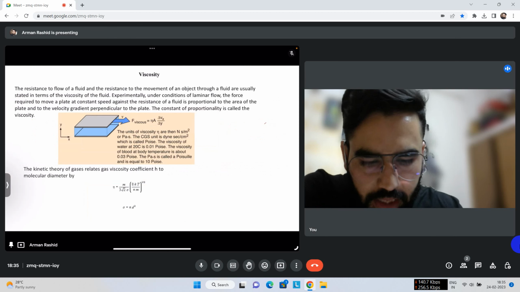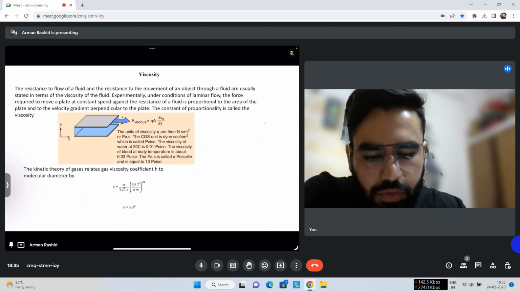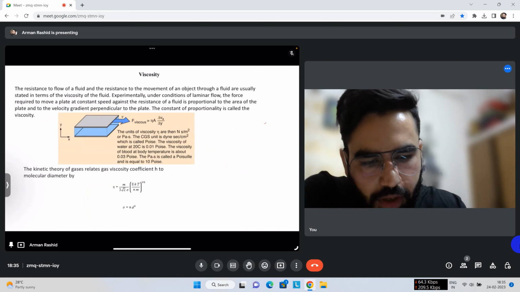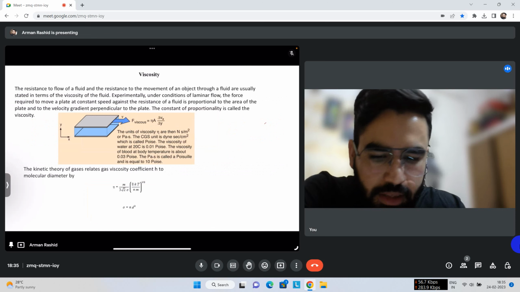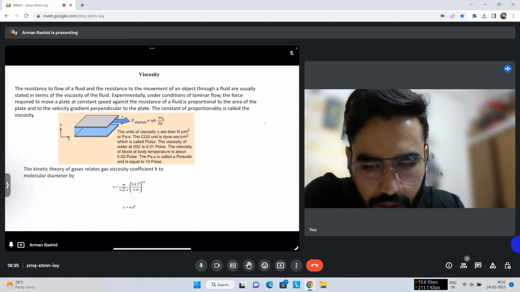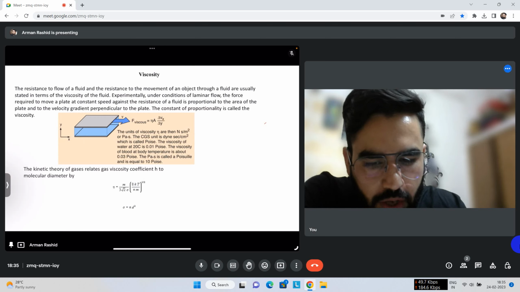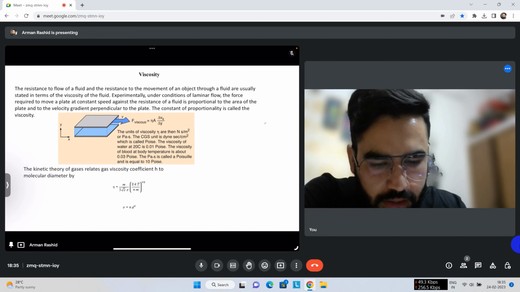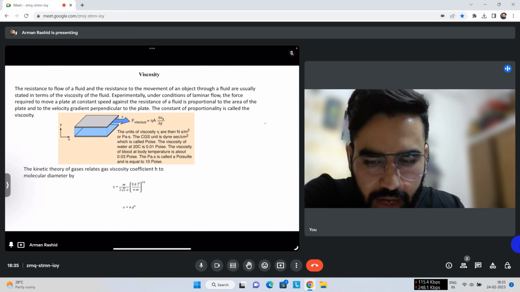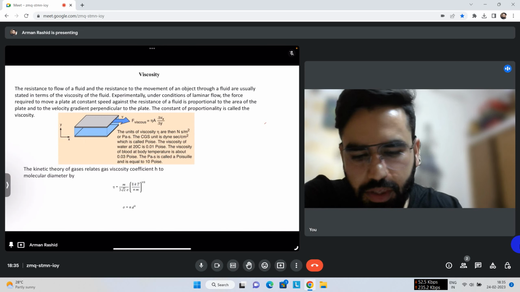Now how will we quantify this viscosity? The viscosity is defined considering that the flow of the liquid is laminar. The force that is required to move a plate at constant speed against the resistance of a fluid is proportional to the area of the plate and the velocity gradient perpendicular to the plate. The constant of proportionality is called viscosity.